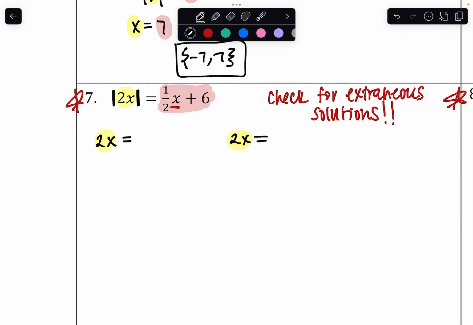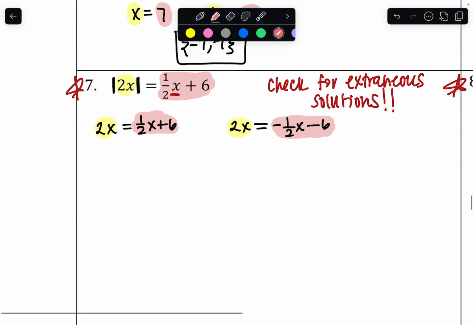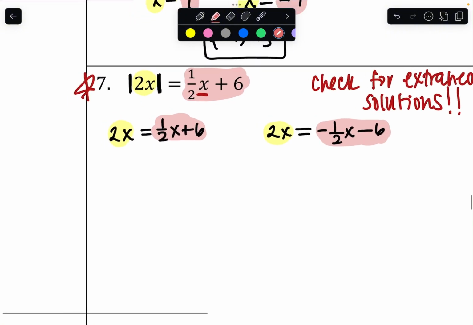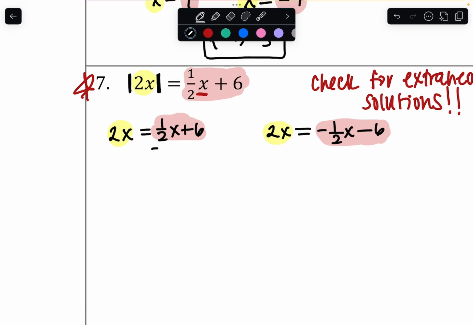We set it equal to the positive, which copy it down just like it looks, 1/2 x plus 6. And then to set it equal to the negative, we distribute the negative. Every term becomes negative. So -1/2 x minus 6. If there was already a -6, I would have made it positive. You basically flip the sign of everything on the right-hand side. Okay, and so from there, we're back to solving a linear equation. And so I'm going to subtract 1/2 x from both sides.